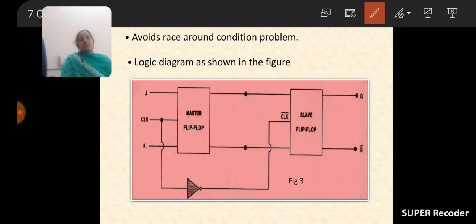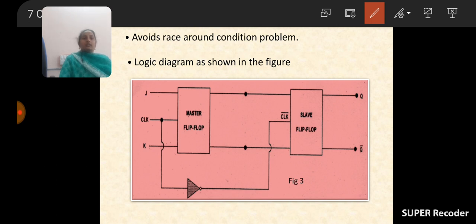For example, if master is getting a high level clock pulse, slave is getting low level. If master is getting low level, slave is getting high level. So what does that indicate? If master is in activated condition, slave is automatically in deactivated condition. If master is in deactivated condition, slave is in activated condition.